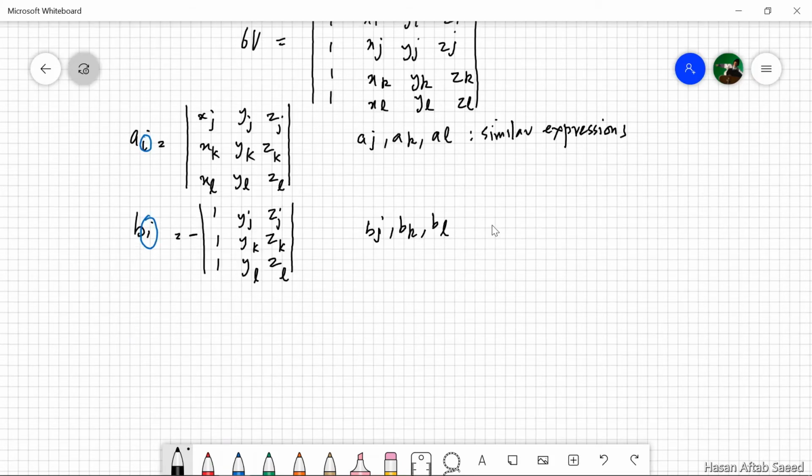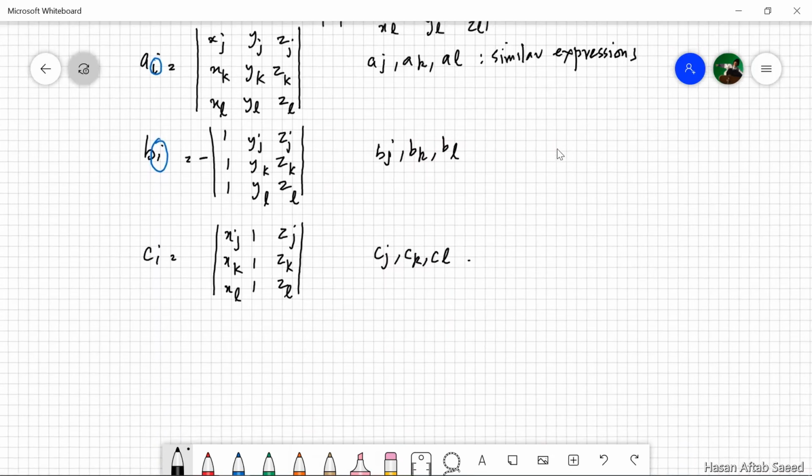Now C. You have a 3 by 3 determinant for C, and the Y column will now be 1s. Here you have the X column, here you have the Z column, this is i, so you have j, j, k, k, l, l, and then you can write the expression for Cj, Ck, and Cl in a similar manner. Finally, there's an extra set of coefficients, D's, and you have a negative sign there also.